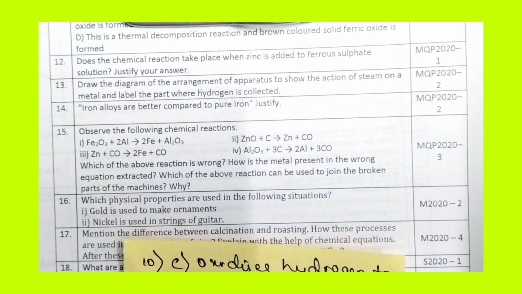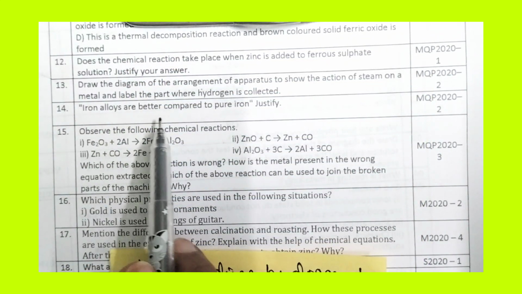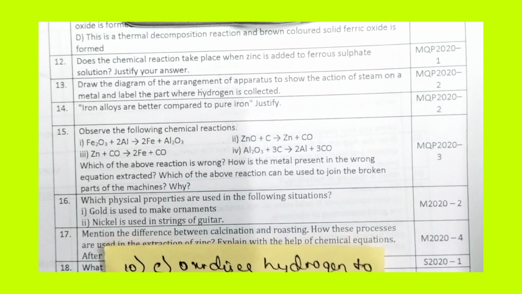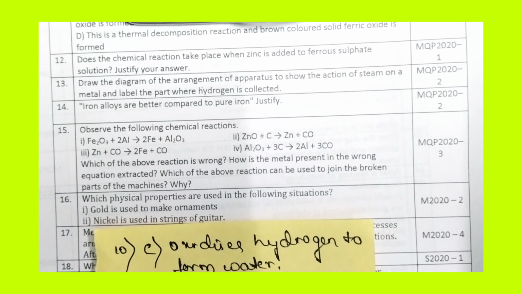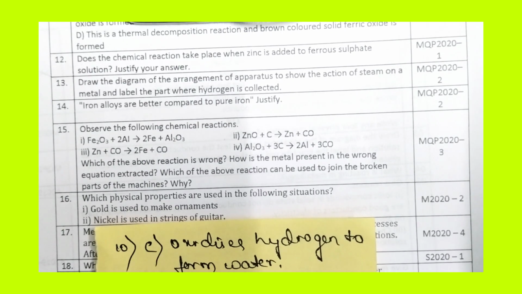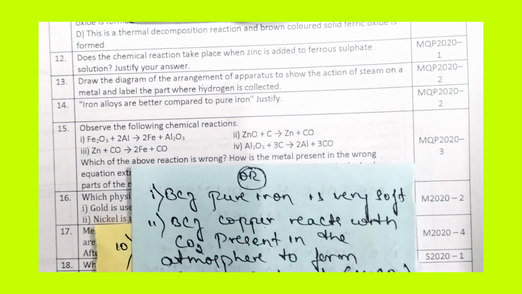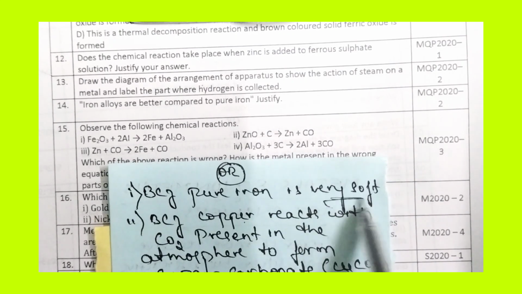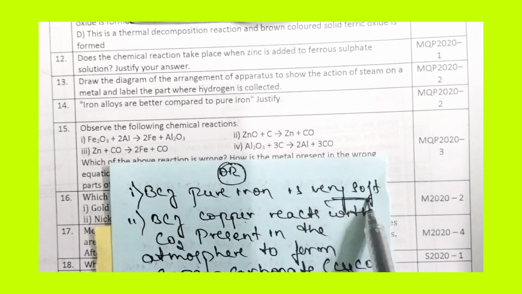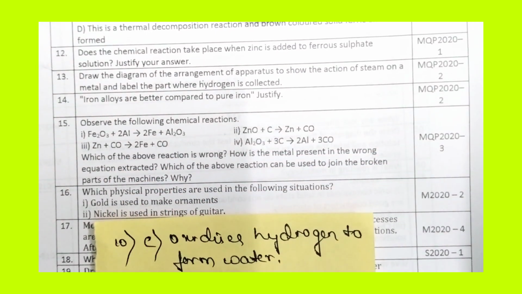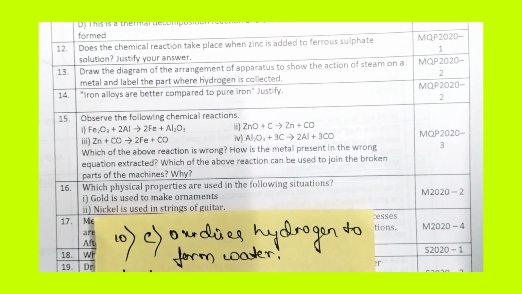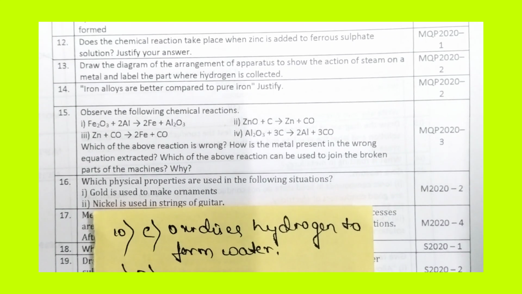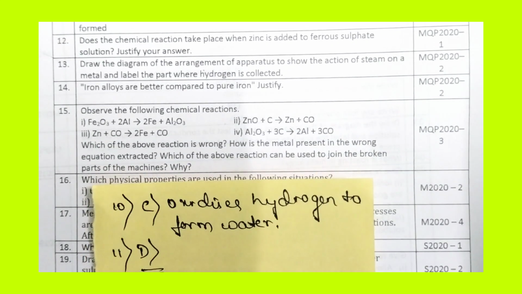The 14th question is, iron alloys are better compared to pure iron. Justify. We have already answered this. The answer is, because pure iron is very soft. This pure iron is soft in nature, therefore alloys of iron are made. Next, let us move to the 15th question.